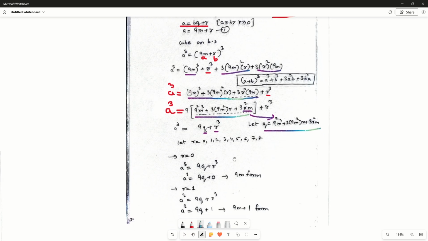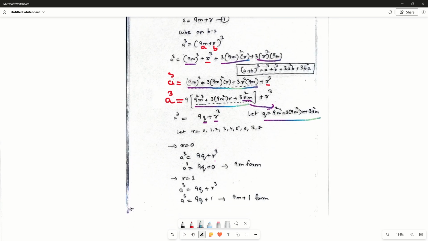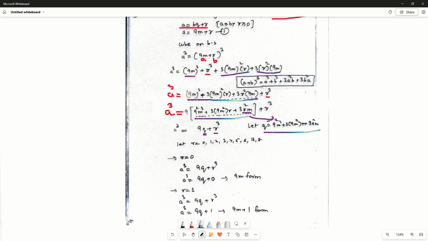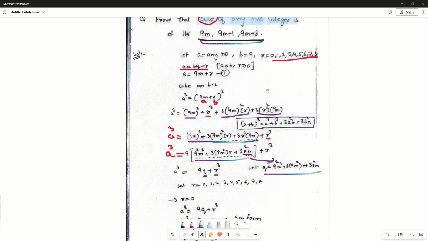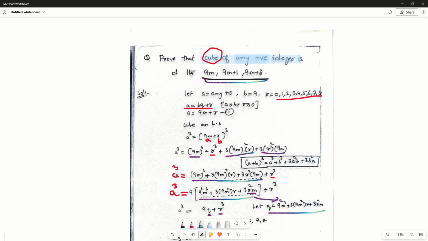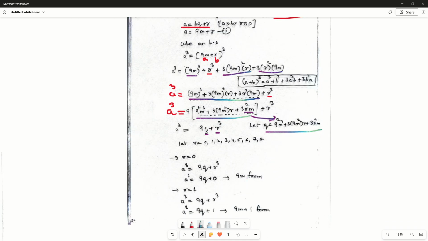So first I am taking r is equal to 0 and substituting in the same equation, that is, in place of r we are writing 0 cube. 0 cube is nothing but 0 into 0 into 0, nothing will be left, so 0 will be the answer. So 9q is nothing but the 9m form only, since it says that the cube of any positive integer will always be in the form of 9m, 9m plus 1, 9m plus 8. If we just concentrate on that only, we will get every value of r, because these are the possibilities.